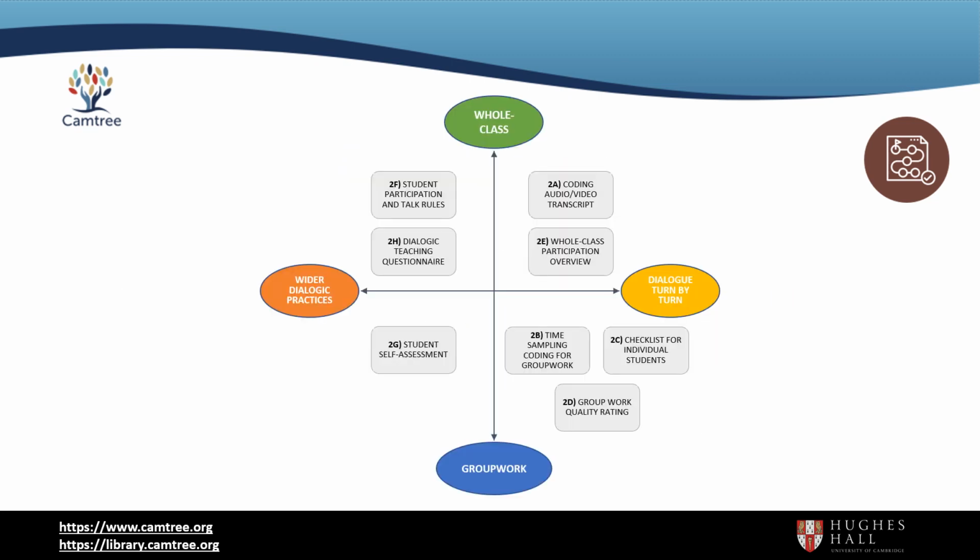This diagram shows all of the coding and rating tools in T-SEDA that you can use to systematically record dialogue. They are placed in relation to the number of students involved, along the whole class or large group to smaller group work dimension, and the style of dialogue, along the horizontal spectrum. We'll have an in-depth look at some of these tools.